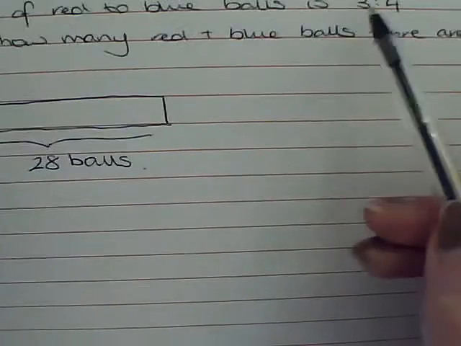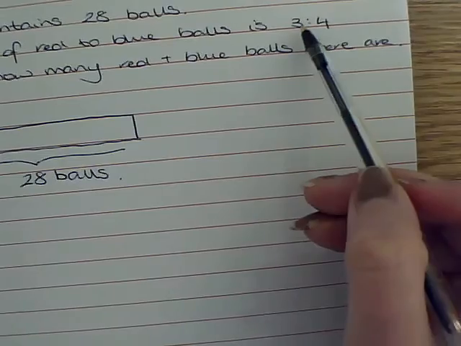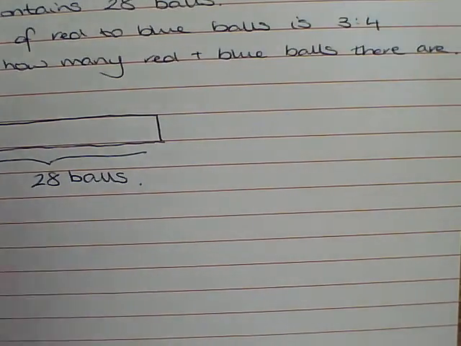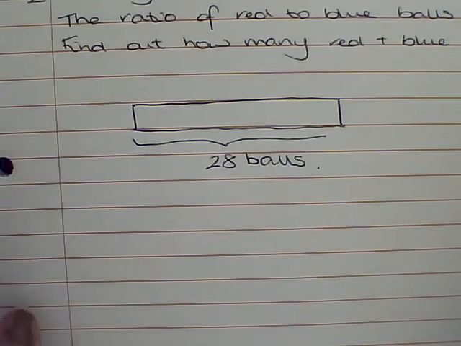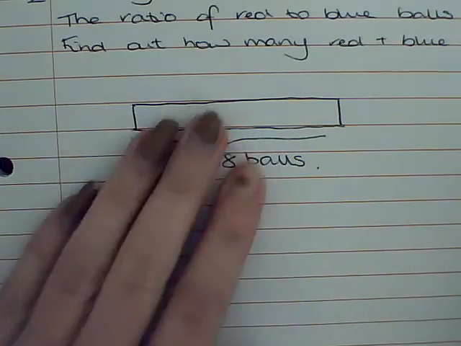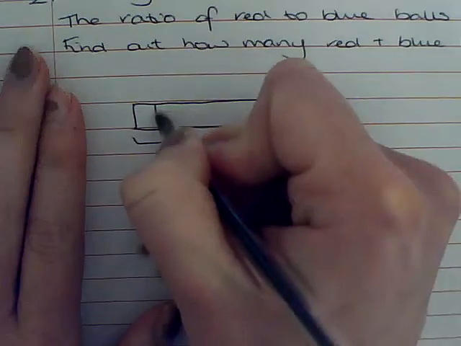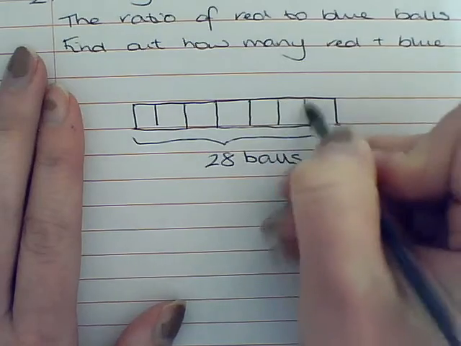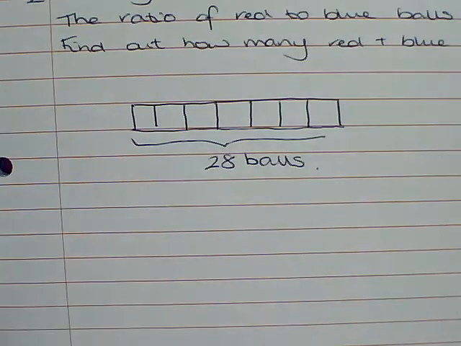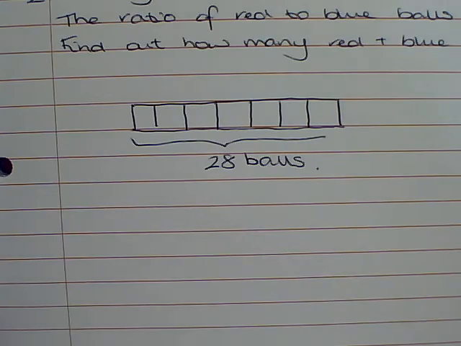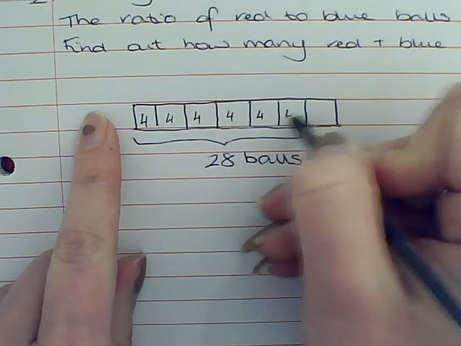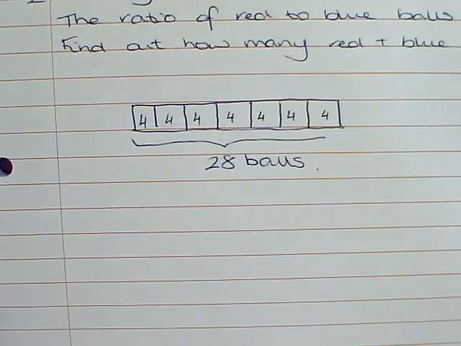And my ratio was 3 to 4. Okay, so how many parts do I have altogether? Well, I've got 3 parts and 4 parts, 7 parts. So we're going to split this bar into 7 parts. Alright, and how much is each part worth? Well, I've got 28 and I've split it into 7, so each part is worth 4. So each part has 4 balls.